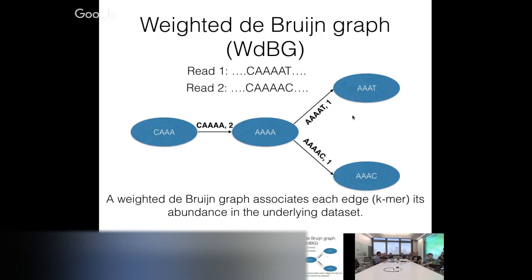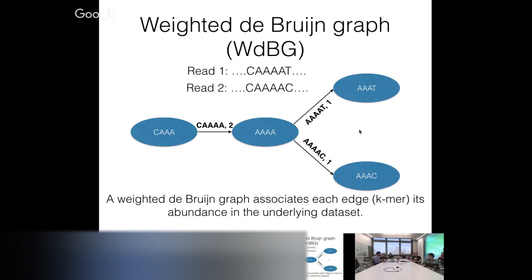So a weighted DeBruijn graph is similar in topology to a DeBruijn graph. However, now with each edge, you have the abundance of that edge in the underlying data set attached to it. So in the same example, we have two reads here. However, you can see the edge CAAA appears twice across different reads. So its abundance is 2 and it is attached to it in the graph. So this is a typical weighted DeBruijn graph.